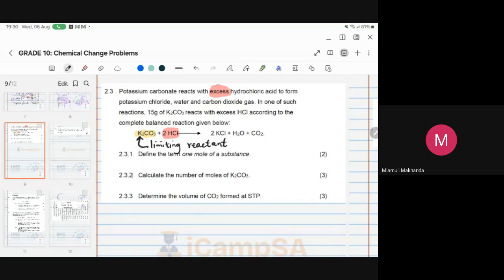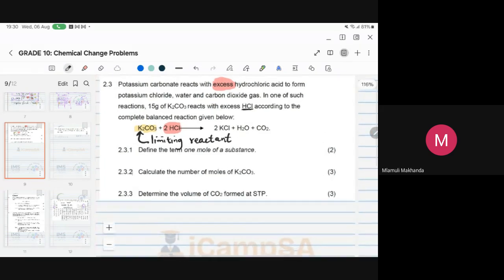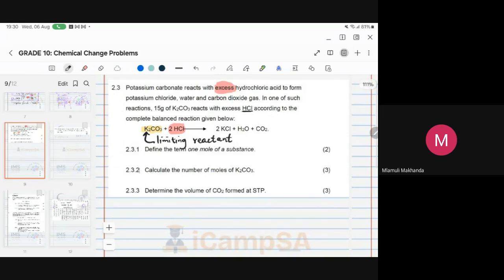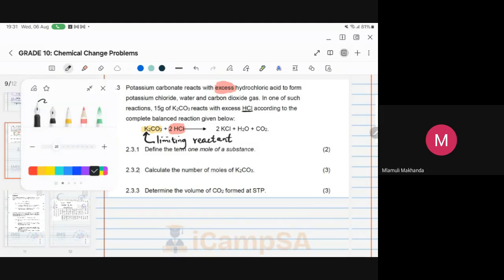And then the rest is just, in one of such reactions, 15 grams of potassium carbonate reacts with excess hydrochloric acid according to this balanced reaction. Luckily, it has already been balanced. Right, so let's just do this. This is okay. Good. So now let's start.